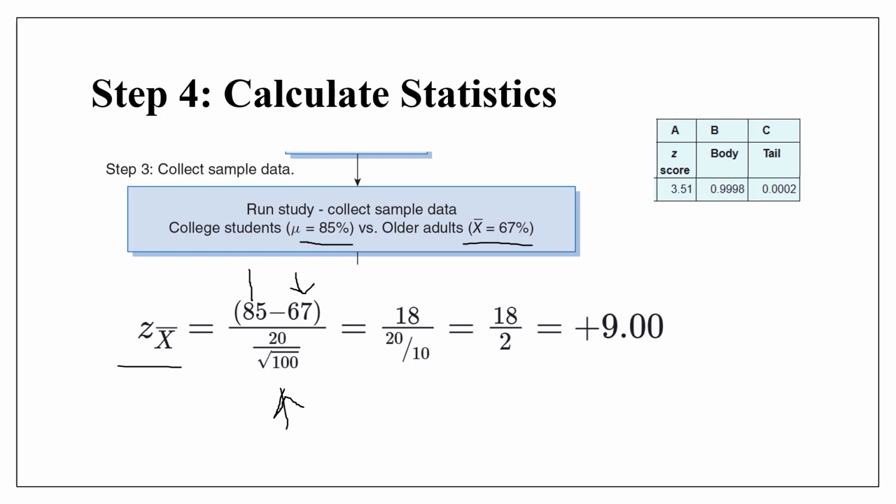So we have a standard deviation of 20 for the sample. We'll get back to this later. And then the sample size, which is 100 in this case, because we recruited 100 older adults. So once everything is plugged in, all you're going to do is do the calculation. And here we get a Z-score of +9.